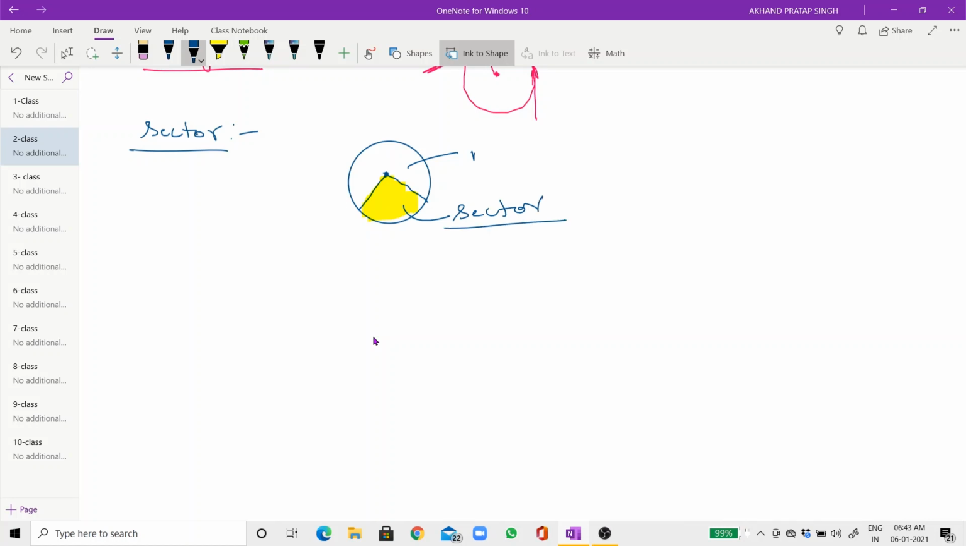Now come to some important formulas which will be used when we solve the questions of this topic. So the first one is the perimeter of a semicircle.